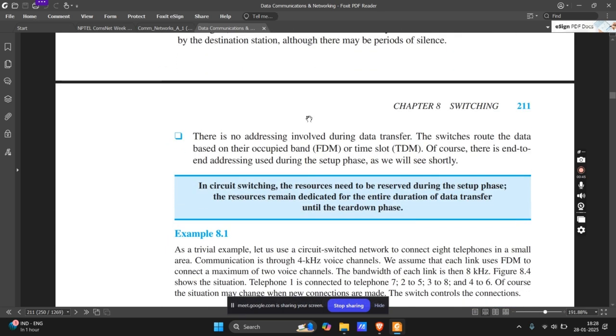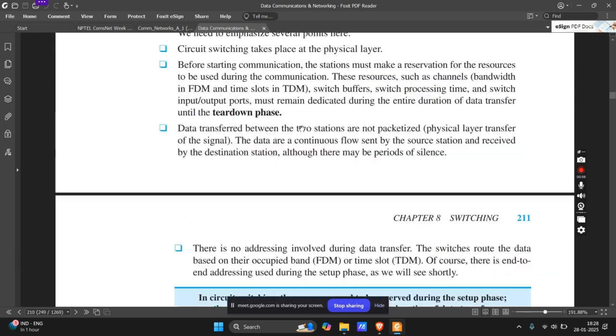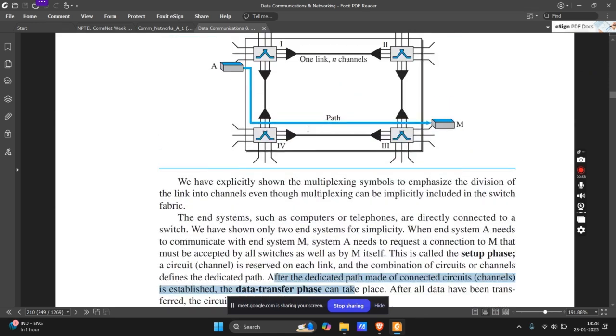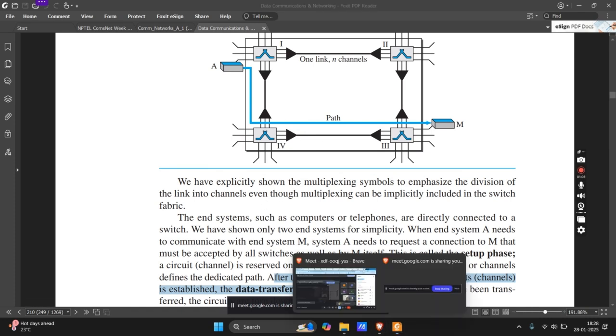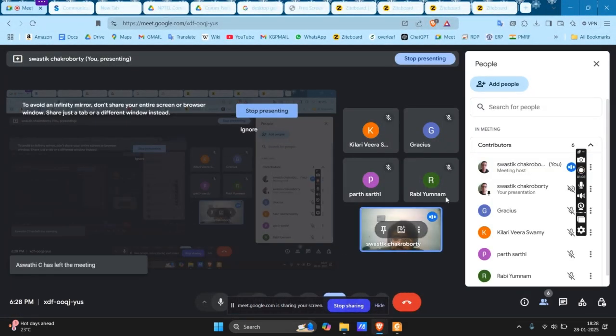So is this understood? Is circuit switching understood? Anyone having any questions? Okay. So can anyone tell me what will be the disadvantage of using this kind of a mechanism? Reserving resources for transmitting. What can be the disadvantage? Anyone? Anyone wants to chime in?